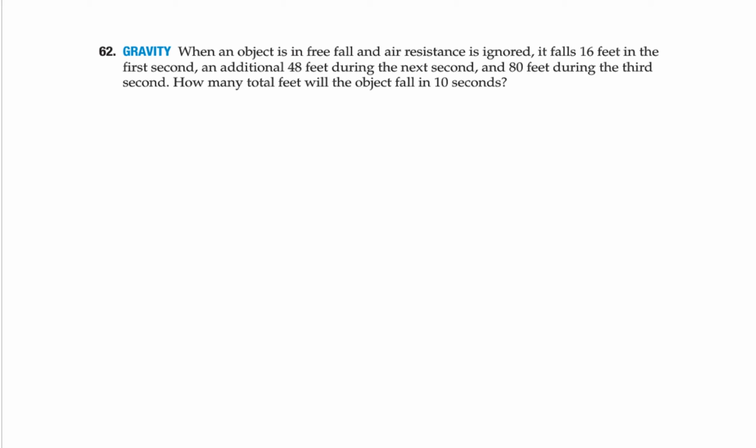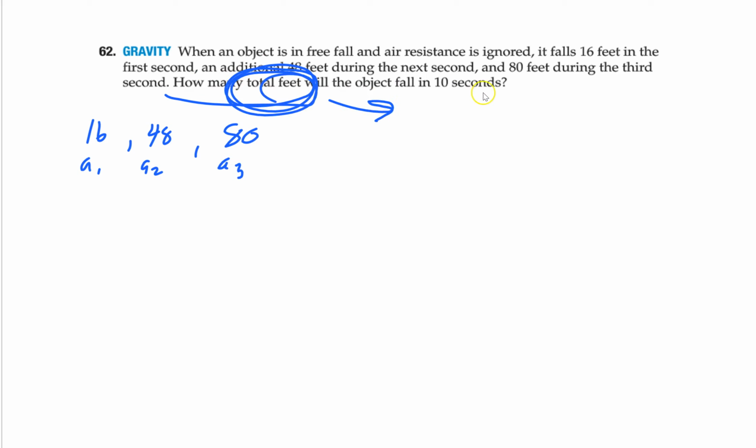Last one real quick. When an object is in free fall and air resistance is ignored, of course, make it easy on ourselves, it falls 16 feet in the first second. So A1 is 16. It falls 48 feet in the second second, and then 80 feet in the third second. How many total feet does the object fall in the first 10 seconds? So they want S10. That's what it's looking for.